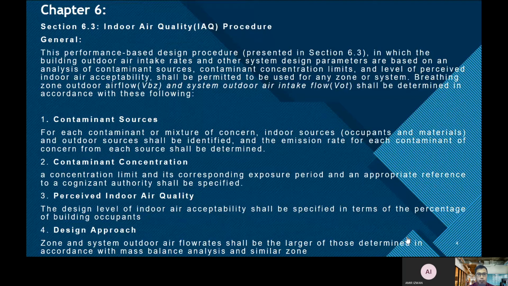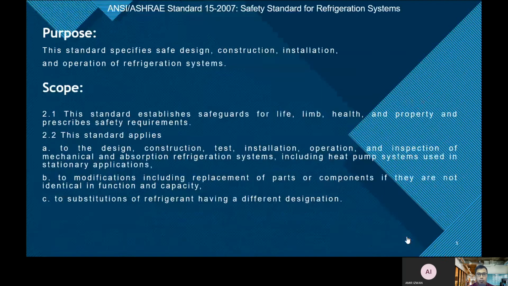So next is Standard 15, safety standard for refrigeration systems. The purpose is this standard specifies safe design, construction, installation, and operation of refrigeration systems. For the scope, this standard establishes safeguards for life, limb, health, and property and prescribes safety requirements.